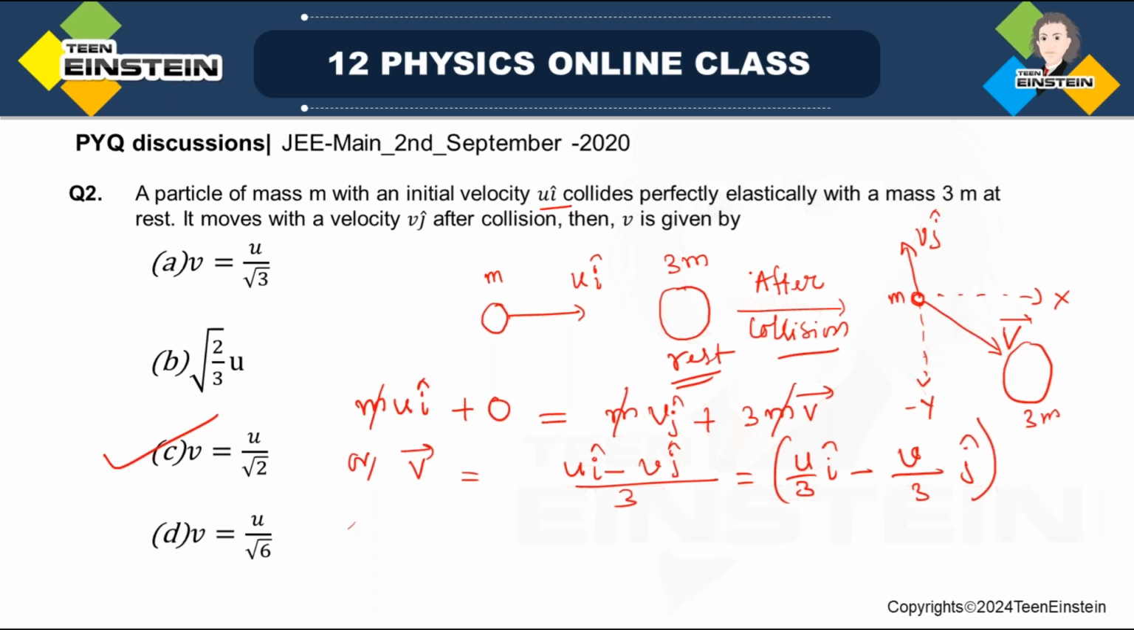The point to be noted is that this vj is actually the velocity of the small mass, not the larger mass. This is not the velocity of 3m, it is the velocity of m. Actually, you had to find out the direction and velocity of this 3m after the collision. So you have to imagine this situation. All right, we'll move on to the next problem.